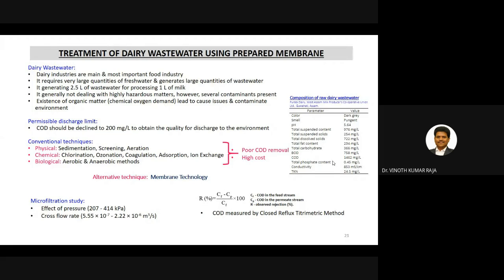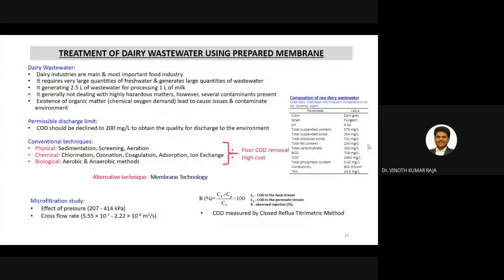Now we would also like to discuss dairy wastewater treatment. This is another real industry wastewater that we treated using the prepared low-cost ceramic membrane. Dairy industries are among the most important food industries all over the world. Importantly, they require a very large quantity of fresh water and also generate a large quantity of wastewater. For example, the dairy industry generates 2.5 liters of wastewater for processing 1 liter of milk.